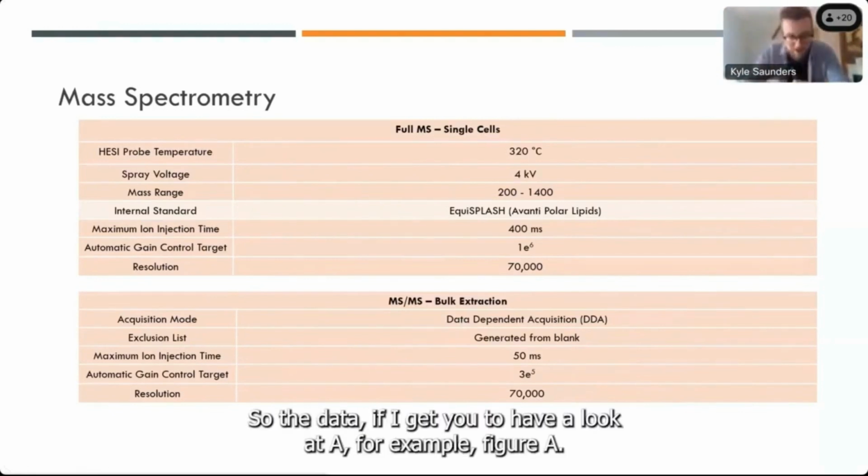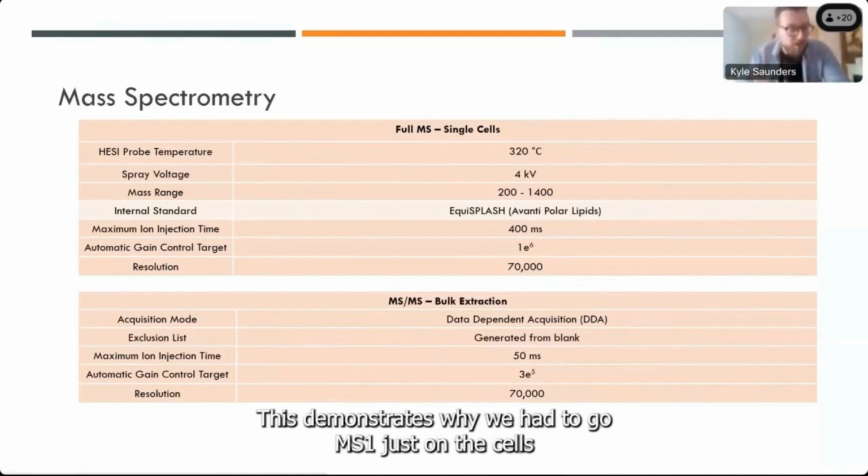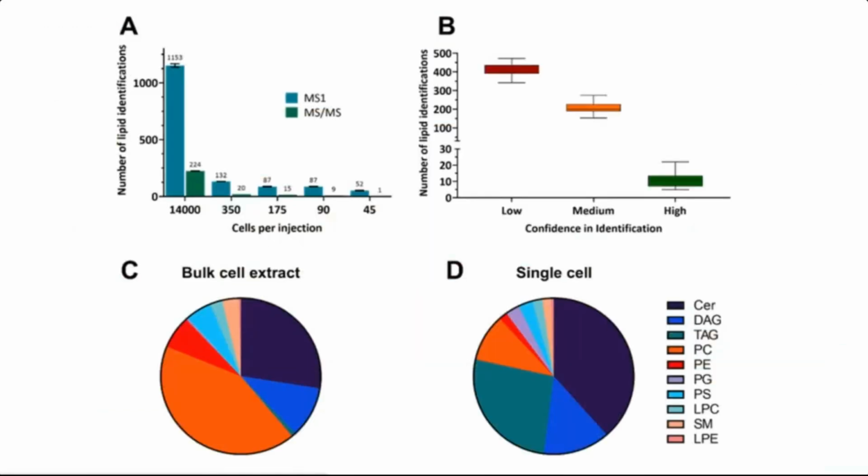So the data, if I get you to have a look at figure A, for example, this demonstrates why we had to go MS1 just on the cells, because if you do a cell dilution here with MS/MS, you can see that even before reaching the single cell, you've got 45 cells in an injection, and you're already getting one MS/MS validated lipid identification. So this demonstrated the need to use that bulk pooled QC for our MS/MS.